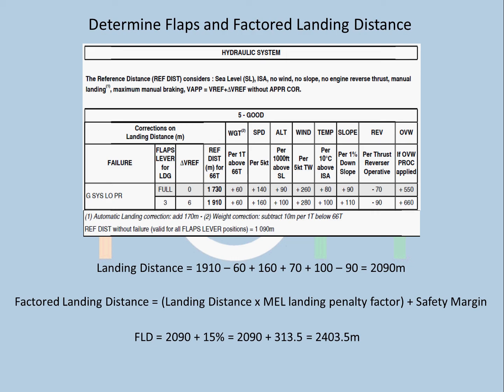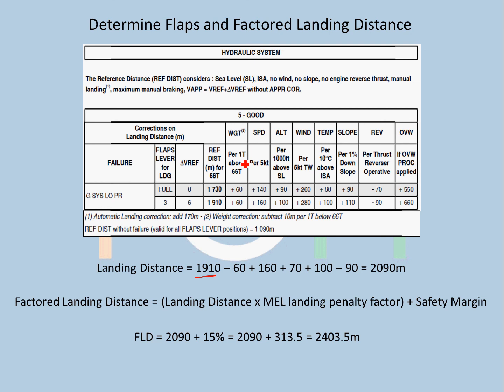Alright, so the next step is to determine flaps and factored landing distance. Flaps have been already determined. We are doing config 3 and factored landing distance. Green system, low pressure, hydraulic system. This is in the QRH again. So config 3 landing, reference distance is 1910. I've written it down here.